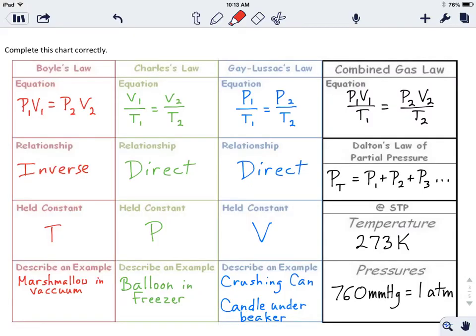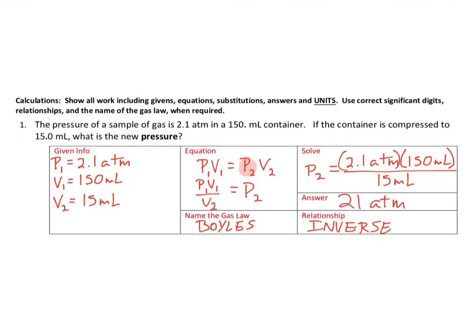This chart was provided once before to give you an opportunity to organize your thoughts for study. On the study guide, it's another opportunity for you to organize your thoughts, to make certain that you know what the relationship is for each of the laws that make up the combined gas law, to remember some of the examples of the demos, to make sure that you know the values of STP, and so forth. Now let's run through each of the calculations.